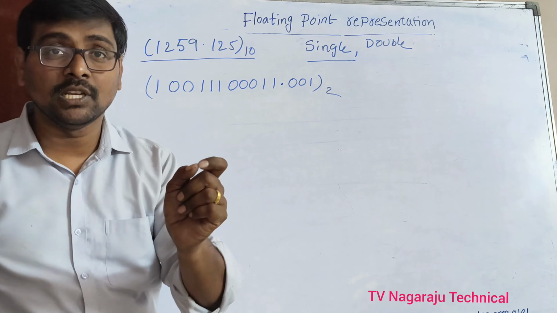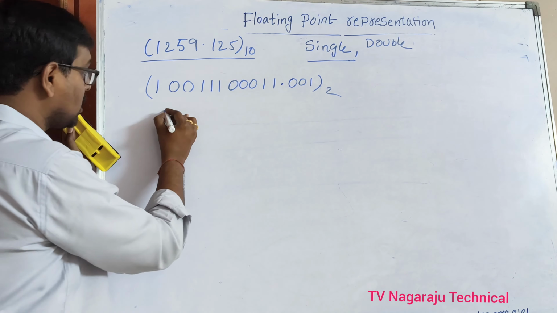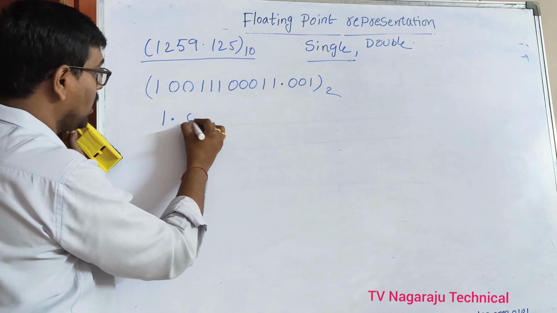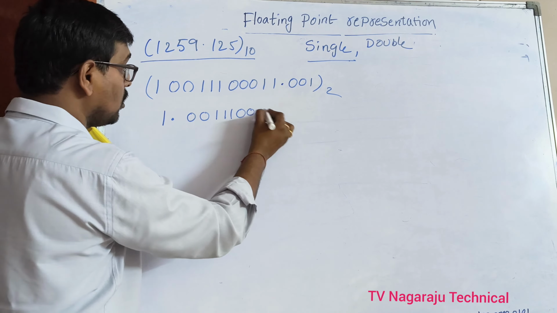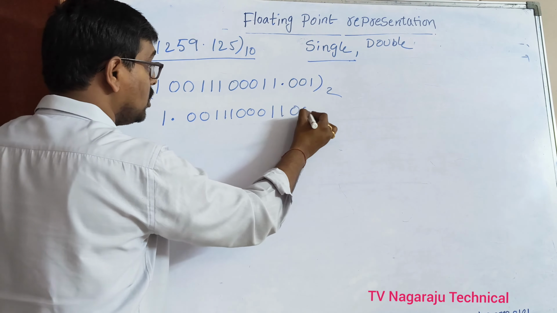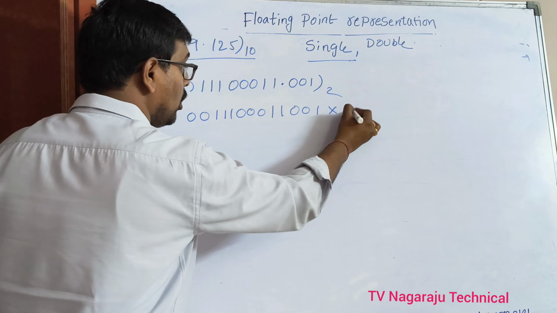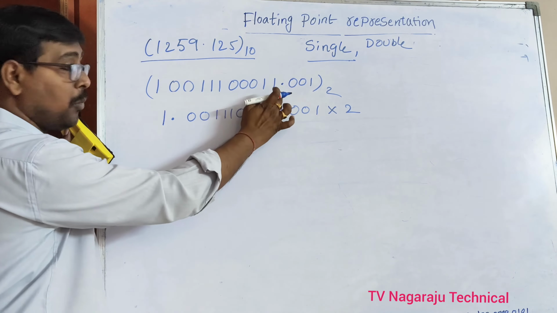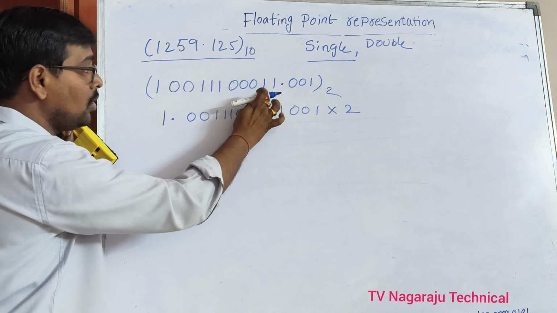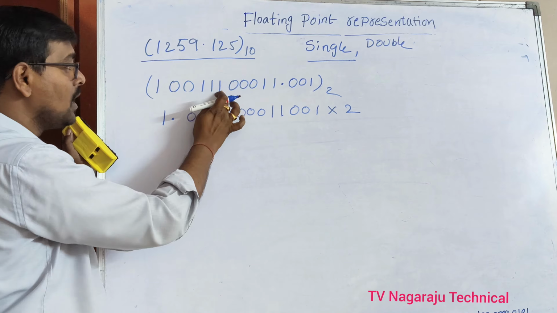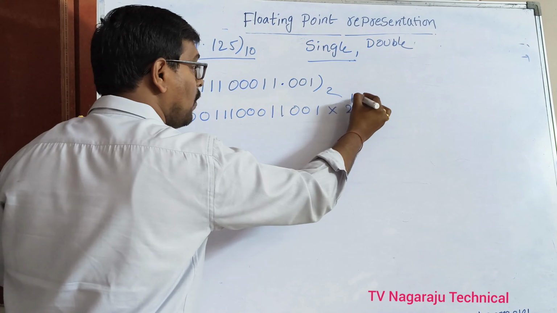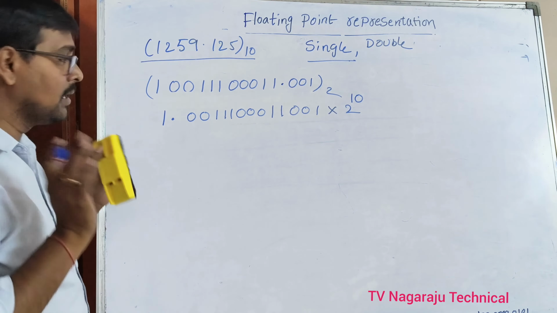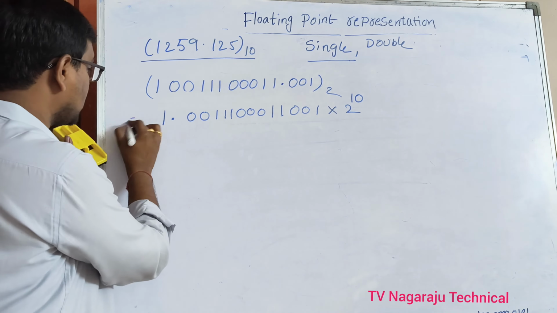Do normalization. The normalization step is 1.001110001 times 2 power. How many positions does the dot move? 1, 2, 3, 4, 5, 6, 7, 8, 9, 10. So 2 power 10. Clear? This is my normalized step.